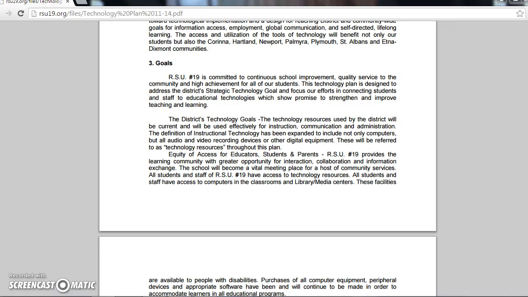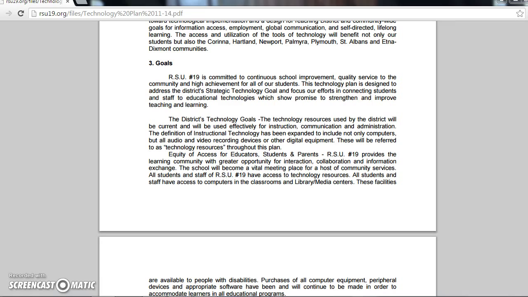And the library media centers. These facilities are available to people with disabilities. Purchases of all computer equipment, peripheral devices, and appropriate software have been and will continue to be made in order to accommodate learners in all educational programs. So, as I said, this is old information from my school from the technology plan.